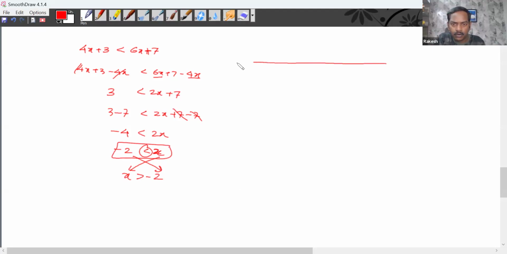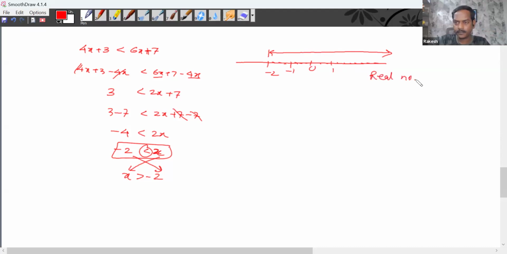Graphically, on the number line, how do I represent this? If this is 0, this is 1, this is minus 1, and this is minus 2, then x has to be greater than minus 2. This portion should be part of the solution, excluding minus 2, but anything else. That means 0 is a solution, minus 1 is a solution, 1 is a solution, but minus 3 is not a solution because minus 3 is less than minus 2, right? So all these numbers will be part of the solution, and every number on this number line is called a real number, right?